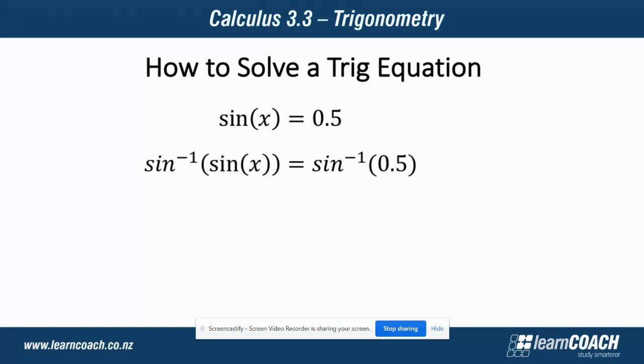Whatever we do to one side of an equation, we need to do the other. So we're going to do sine to the minus 1 of the left-hand side and sine to the minus 1 of the right-hand side in order to keep the equation balanced. Sine to the minus 1 is the button on your calculator. You will also hear this called inverse sine, and it can also be called arc sine as well.